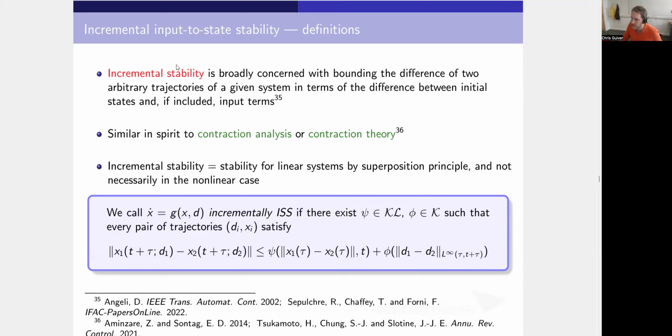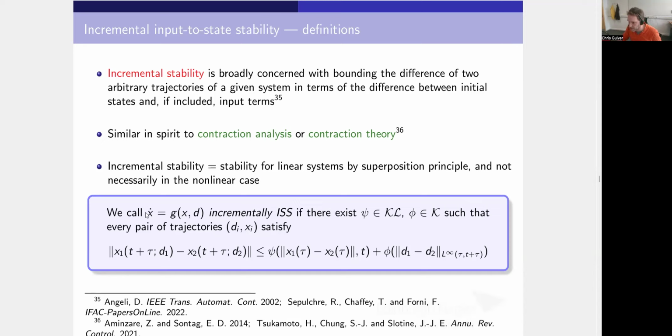So a few more definitions. I'm interested in incremental stability. So this is broadly concerned with bounding the difference of two arbitrary trajectories of a given system from an ISS perspective in terms of the initial states and the input terms. There's a similar theory called contraction analysis or contraction theory, which is trying to achieve the same sorts of aims. And obviously for linear systems, incremental stability is the same as stability by the superposition principle, and obviously not necessarily the case for nonlinear systems.